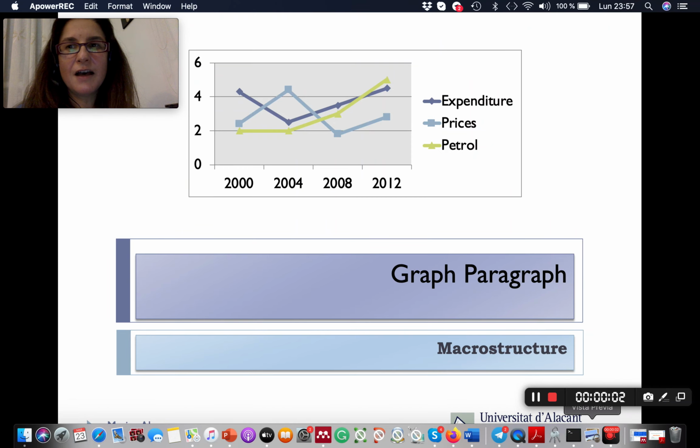Hello, today I'm going to present you this short summary of how to make and write graph paragraphs. Graph paragraphs are very important when we are doing research because they summarize the results of our investigation, and usually our reports or our TFGs are full of them. The results could be explained by the use of visuals, but they always require a paragraph that describes them.